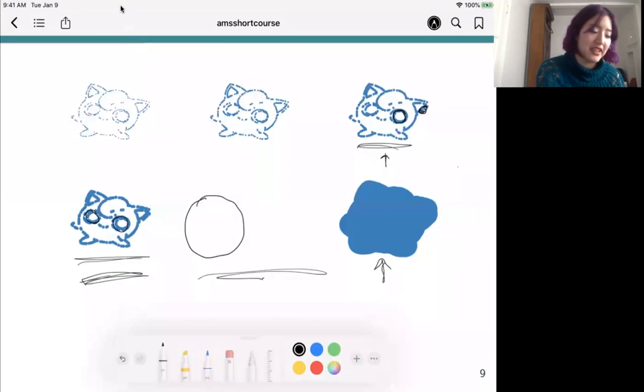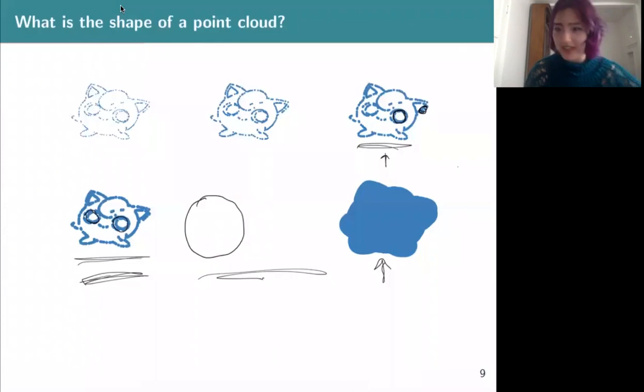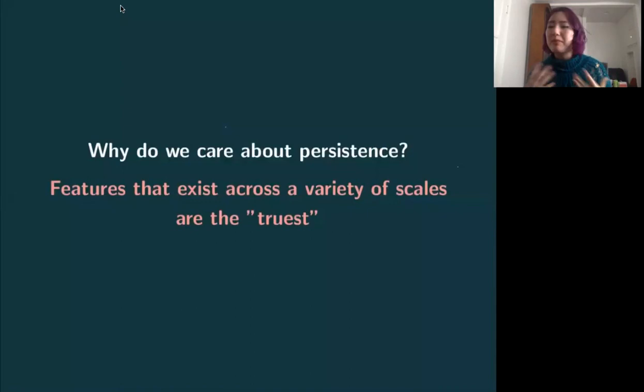And so basically we would refer to the length of time that a feature shows up and stays around as its persistence. And the reason that persistent homology is called persistent homology is because we're very interested in this idea of persistence. The thing that persistence is intended to model is this idea that features that exist across a variety of scales are somehow more real than ones that don't. So that tiny little hole around the ear, maybe not real, maybe just noise. But the eyes, which show up over a large variety of scales, those are a real feature and those are a feature that we care about.